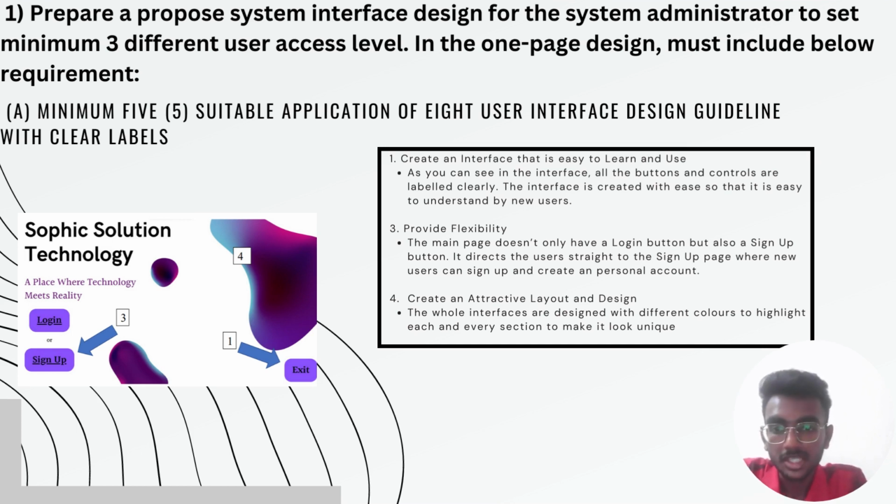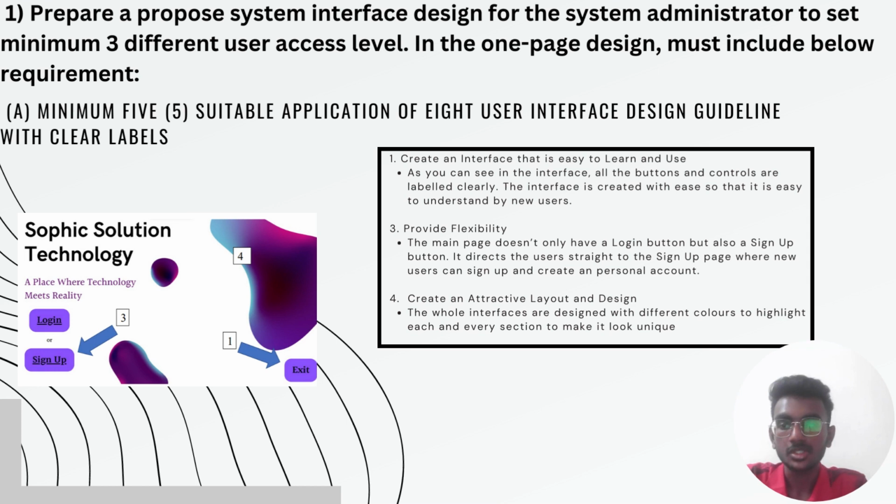So this will be the first page, the first interface, and the one labeled as number 1 is actually the exit button. So it's actually creating an interface that is easy to learn and use. As you can see in the interface, all the buttons and controls are labeled clearly. The interface is created with ease so that it is easy to understand by new users. So the newcomers and the new users don't need to be confused about how the buttons are going to work and which buttons are for which actions. All the buttons are clearly labeled.